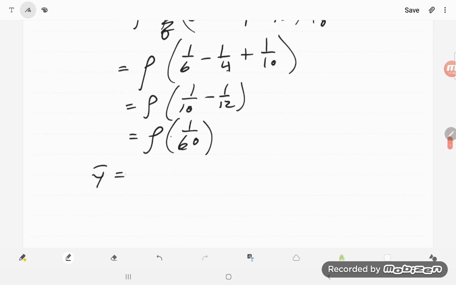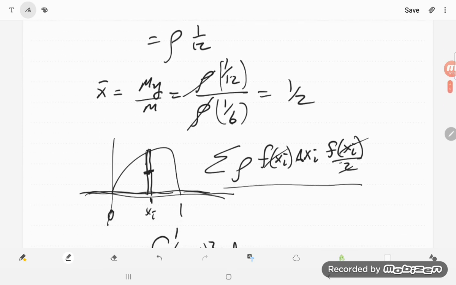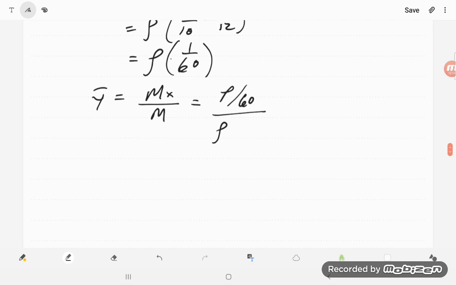And so our y bar is our m sub x divided by m. And so that's rho over 60 divided by rho, and what was the mass again? 1/6. So rho over 6. And again, the rho's cancel out. With this constant density, that just disappears, and I get 6 over 60, or 1/10.